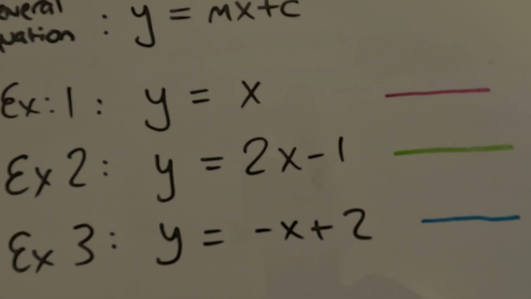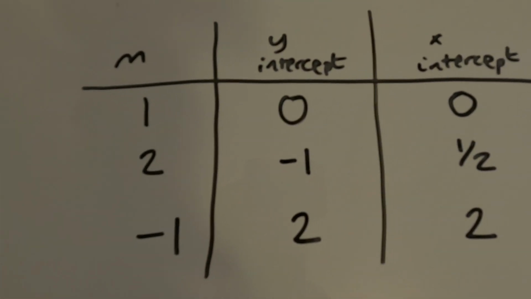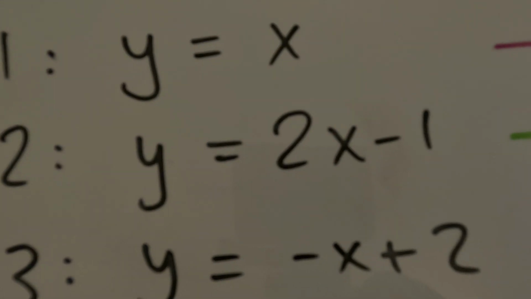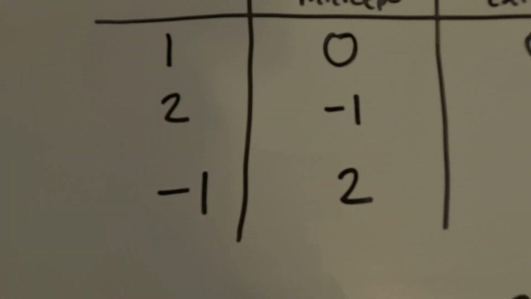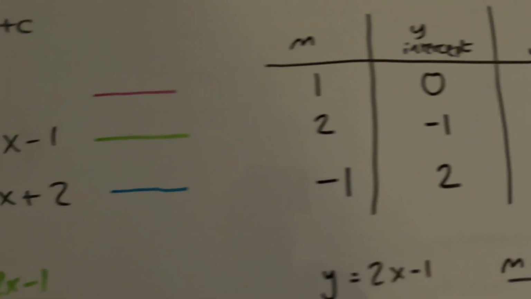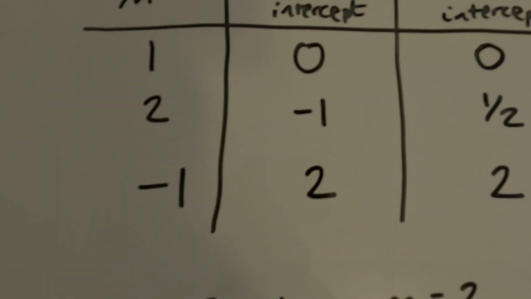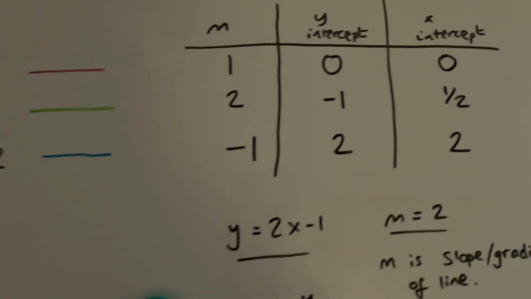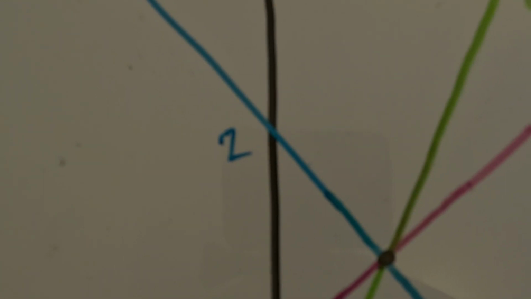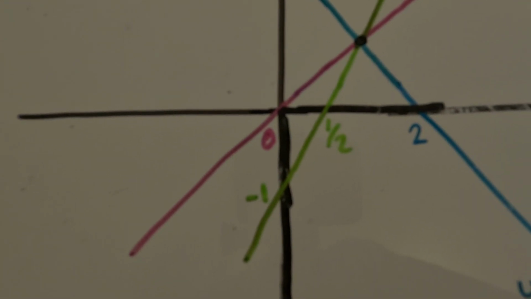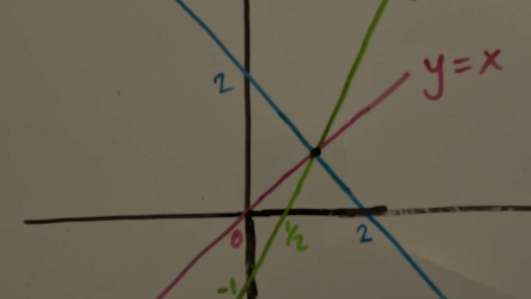So if you put x equals 0 there, what is y? y is 0. So then that's the y-intercept. If you put x equals 0 here in example 2, you get y equals minus 1. So that's the y-intercept for the second line. And again in here, minus 0 plus 2, y is 2. So for example 3, the y-intercept is 2. And I've marked those on the graph. So the blue line, you can see the y-intercept is 2. Green line, the y-intercept is minus 1, and the pink line, obviously 0, because y equals x.